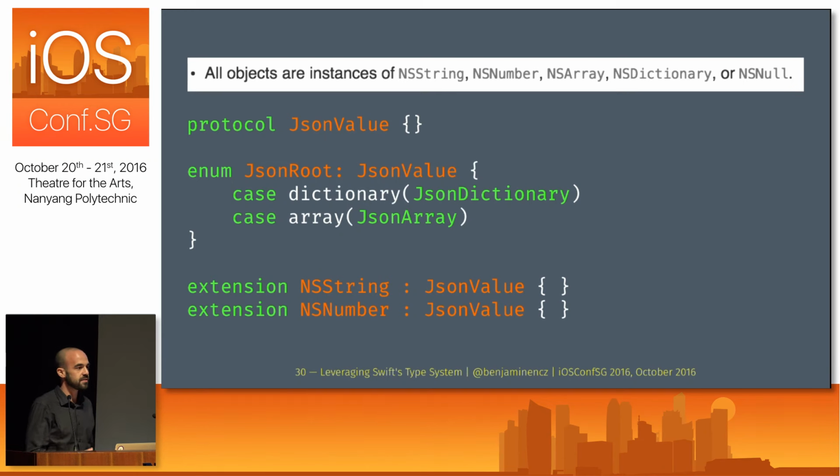The way that I chose is to use an empty protocol that serves as a marker to mark all types that can actually be encoded in JSON. So we can take our JSON root that we just defined and mark it as a JSON value. And additionally, we mark NSString and NSNumber as valid JSON values. I'm skipping over NSNull because we no longer need it in Swift because you can actually have optional values. NSNull was only used in Objective-C to work around the issue that you cannot place nil inside of a dictionary or array. So NSNull can be skipped.